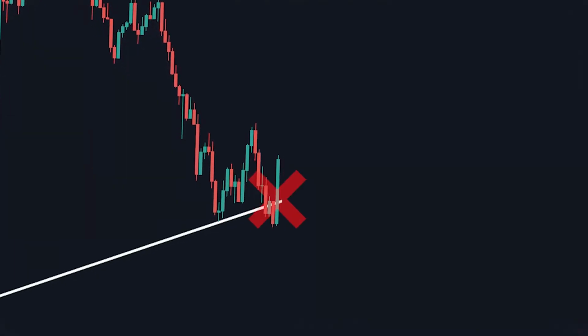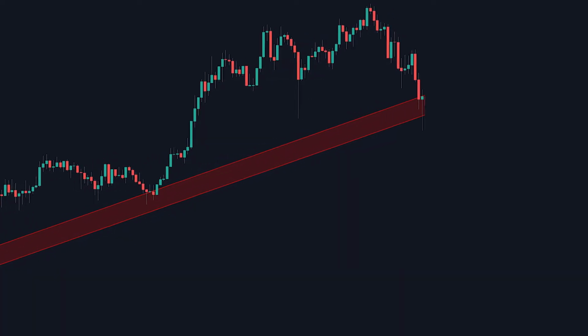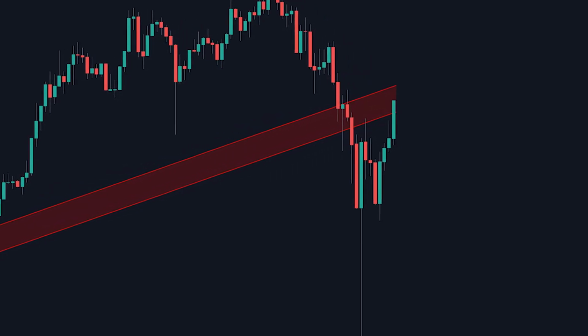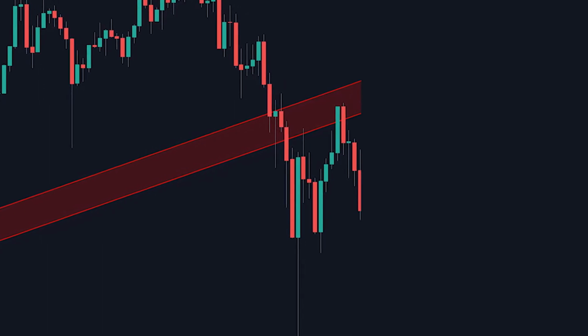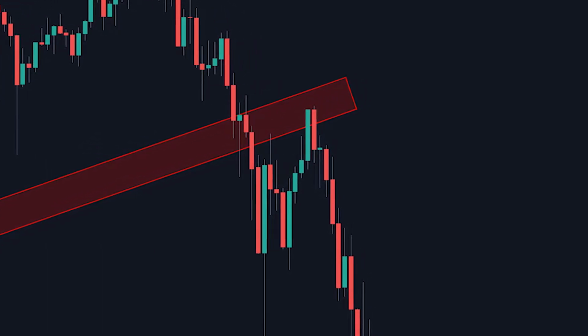For instance, here you can see price broke down out of the trend line and then it just came back right through, causing everyone trading the breakout to lose their trade. So instead of entering directly on the breakout, you ideally want to wait for the price to come back and retest the trend line, forming a new swing low or high to be confident that the trend has actually changed.